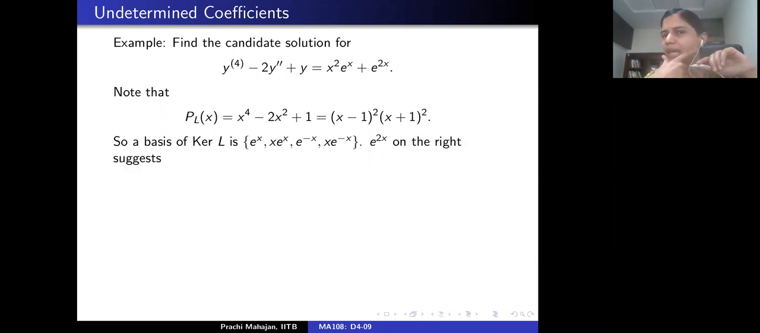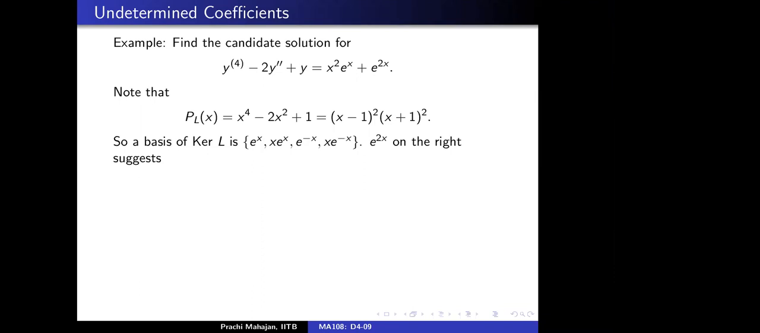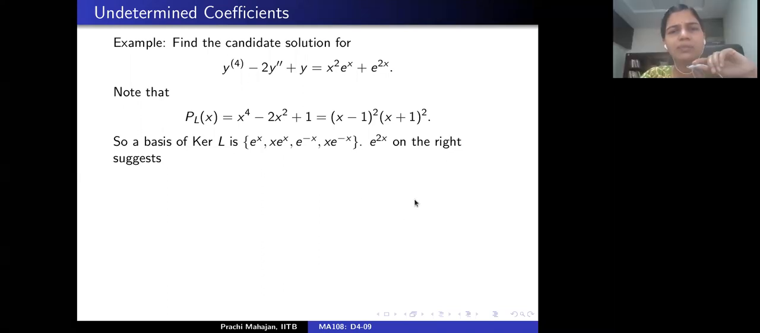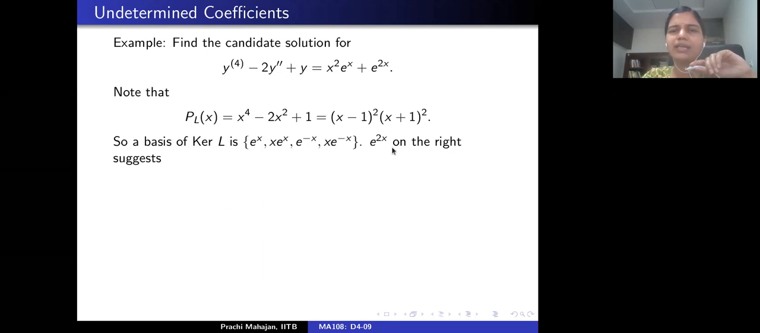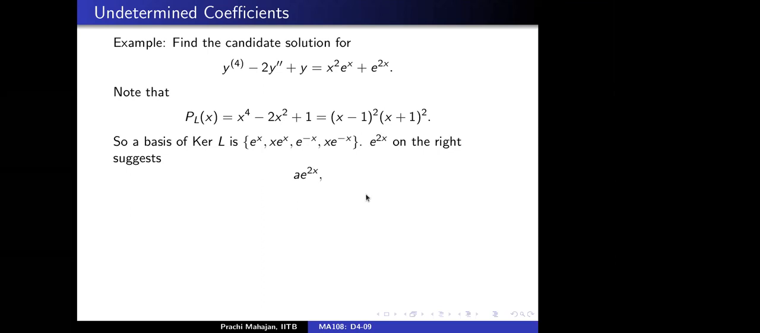So what does e to the power x on the right suggest? What should be our candidate solution? We can start off with ax square plus bx plus c times e to the power x. Why should we have ax square plus bx plus c here? We only have an exponential on the right. No, I was talking about x square e to the power x. We'll discuss this a little later. What about e to the power 2x? We should start with a constant times e to the power 2x, and that's all, right? That's fine.